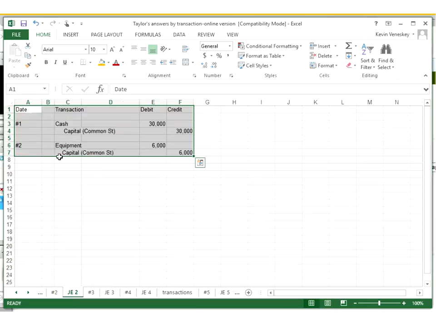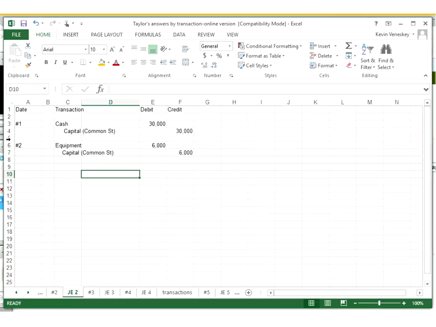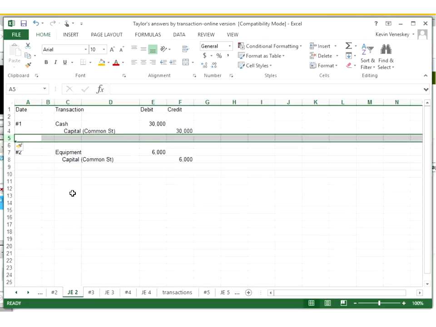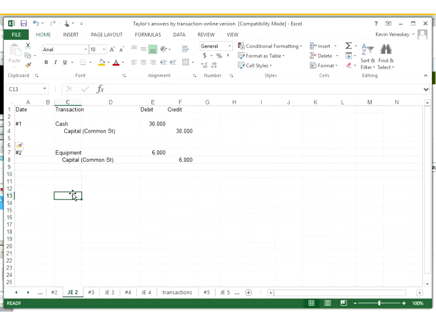Now we're going to look at that from the journal entry standpoint. A couple things to note as you're doing journal entries. Always leave a space or two in between. Journals are supposed to be very easy to read, and you don't want to have everything crammed together. That makes it very tough to read.